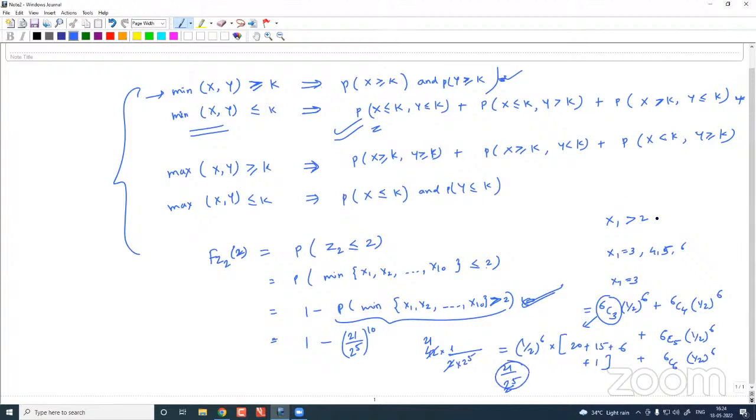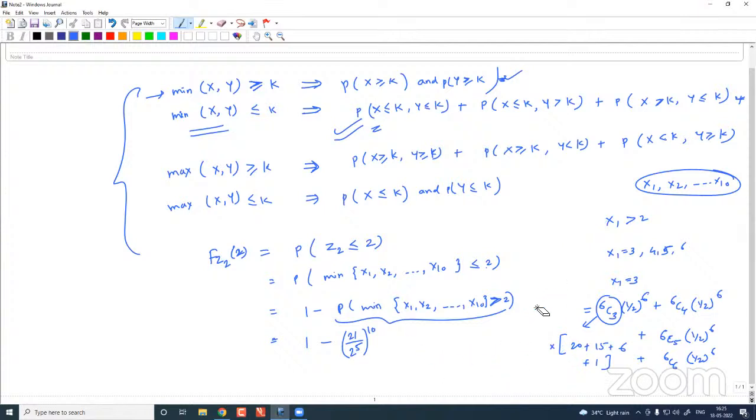Now this probability is for x1 greater than 2, only for one random variable. How many random variables do we have? All are IID, and we have 10 random variables. So multiplying the probabilities for all 10 random variables, it will be 21 divided by 2 to the power 5, raised to 10.